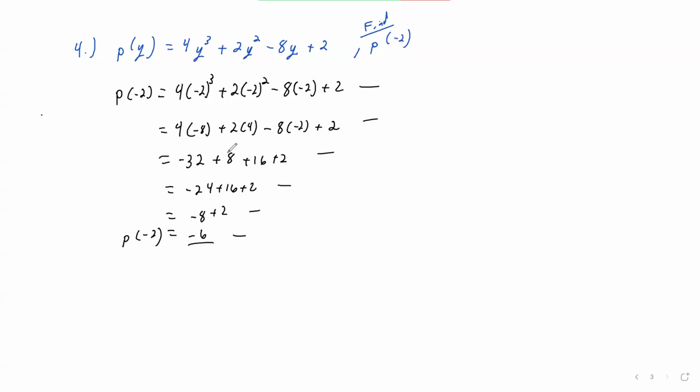The plus 8 right here, 2 times 4. So this is a -8 times a -2. So 2 negatives would make a positive, and then 8 times 2 is 16.